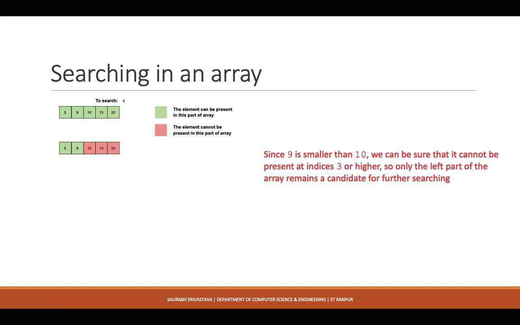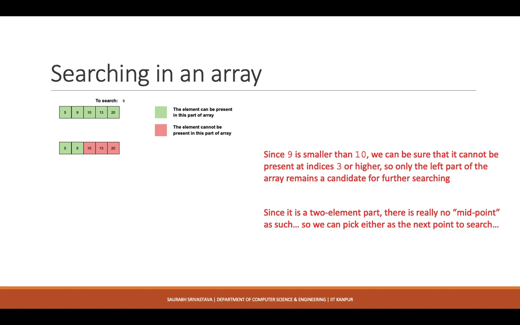So essentially, this part of my array is of no more interest to me, because 9 can certainly not be in this part, because it is a sorted array, remember. And because 10 is greater than 9, it cannot be present in this part. It can only be present in this part. So I have already shrunk the part by half. In one comparison I can basically leave half of the array, saying that okay, it cannot be present in this half.